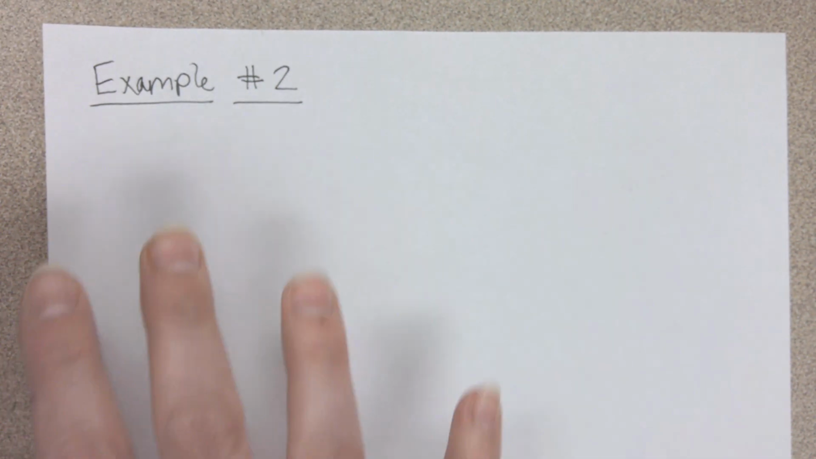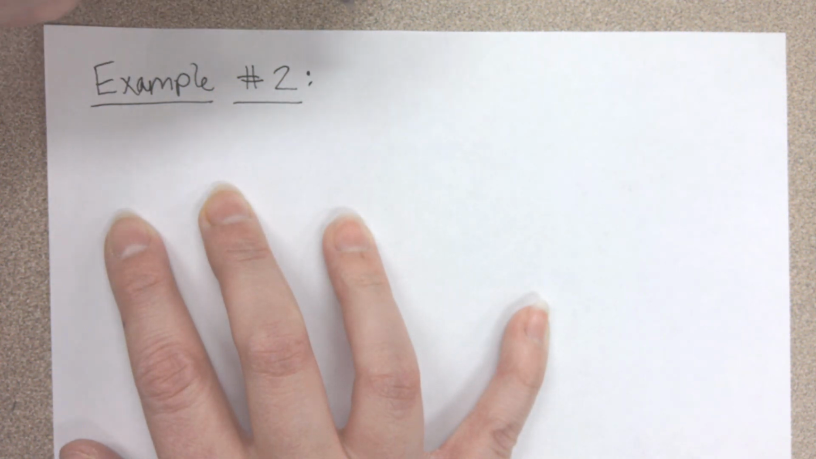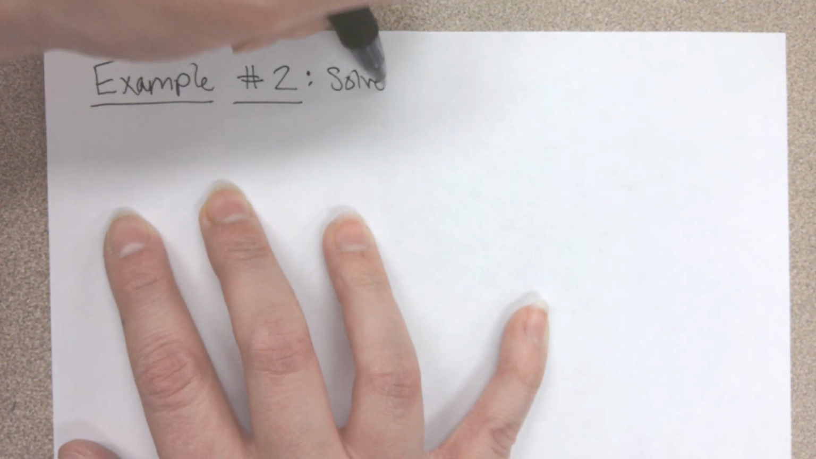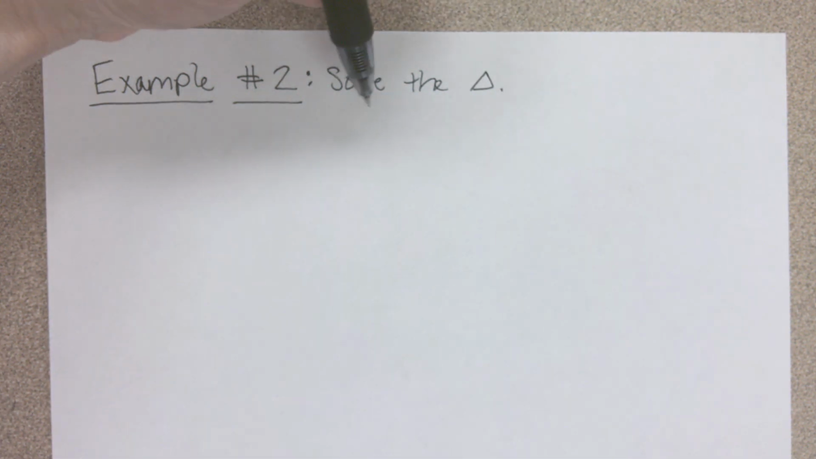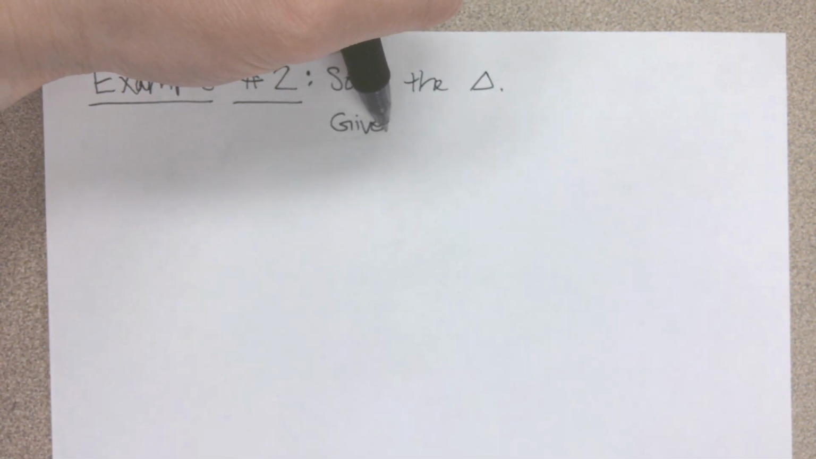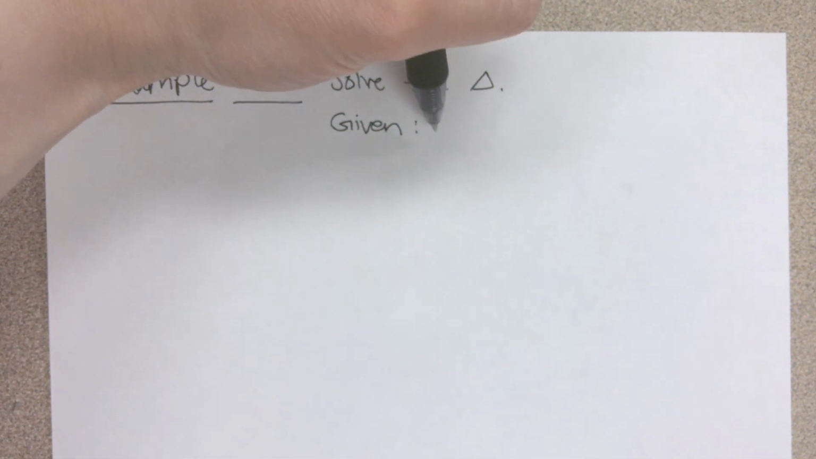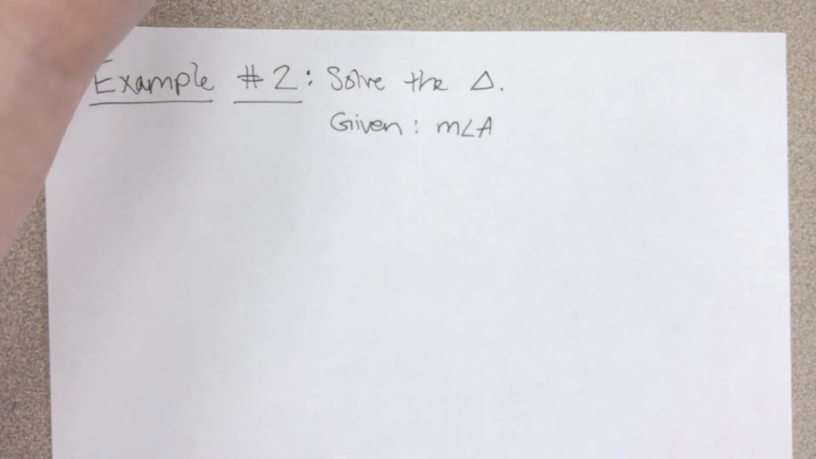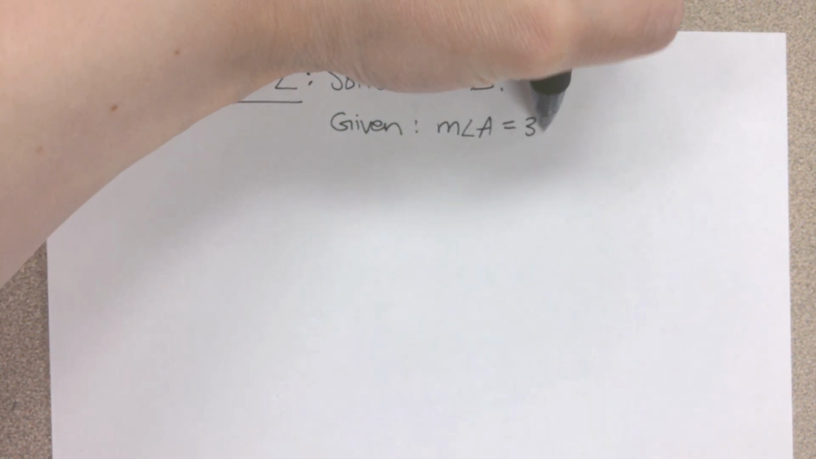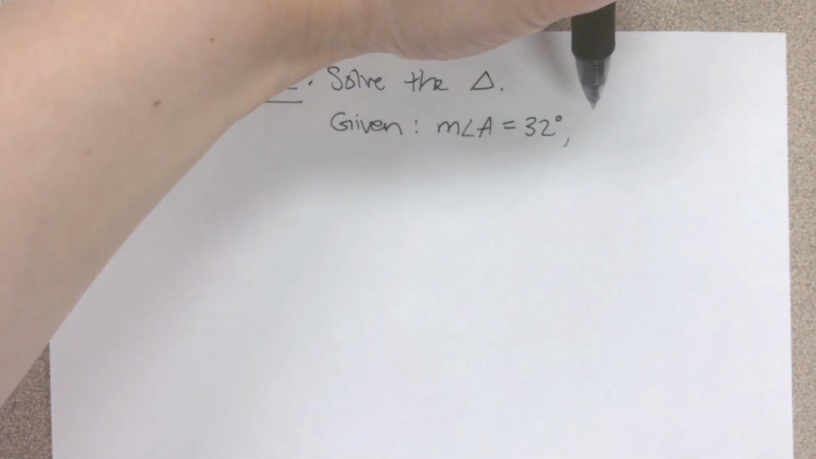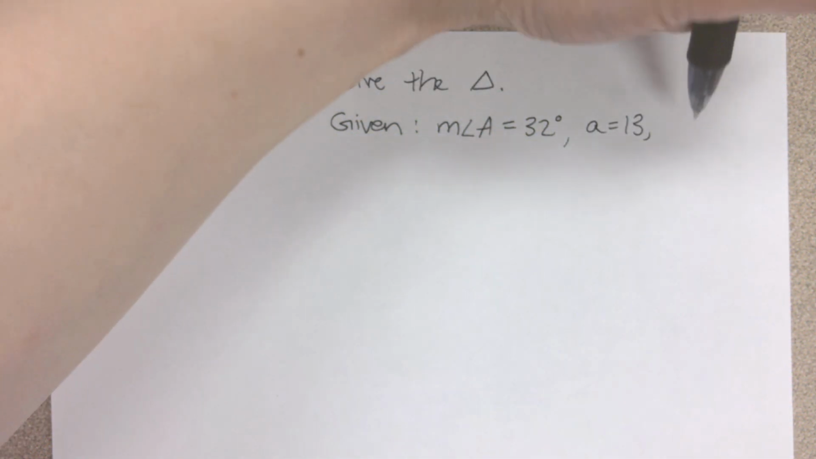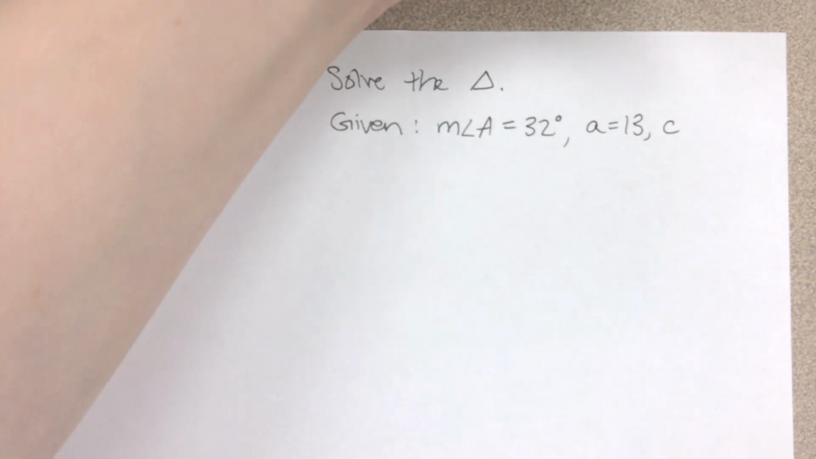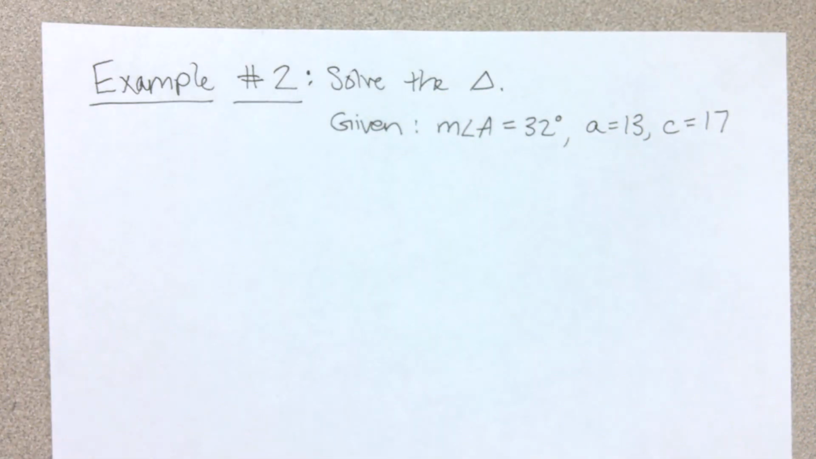Okay, example number 2. Solve the triangle. Our givens: the measure of angle A is 32 degrees, side A is 13, and side C is 17.